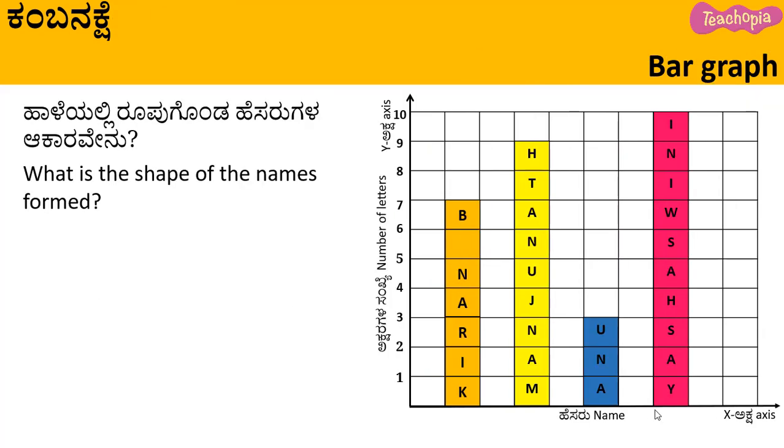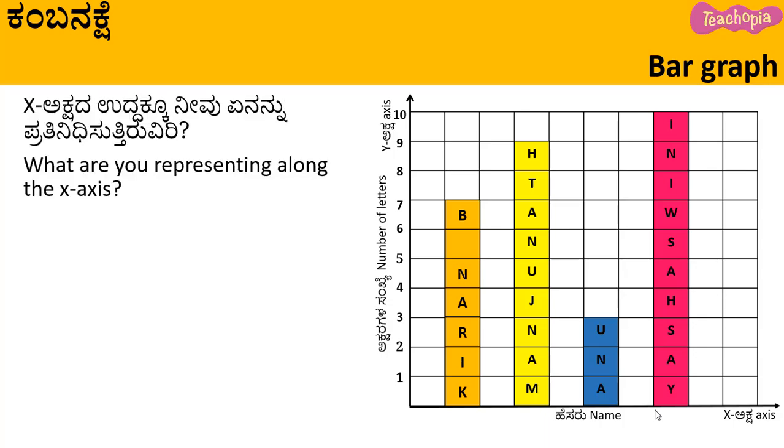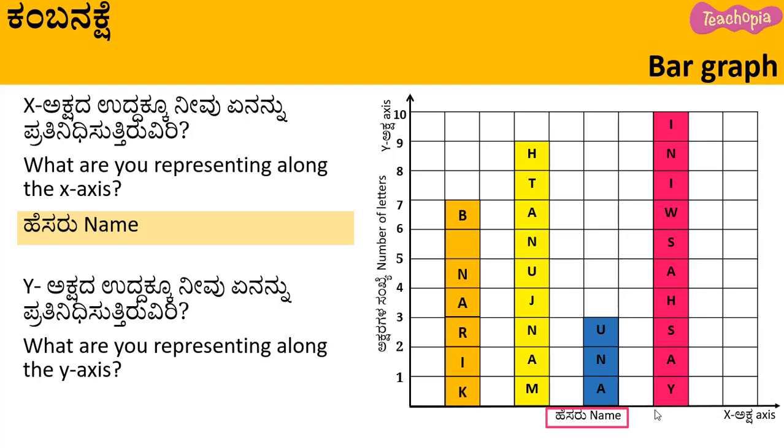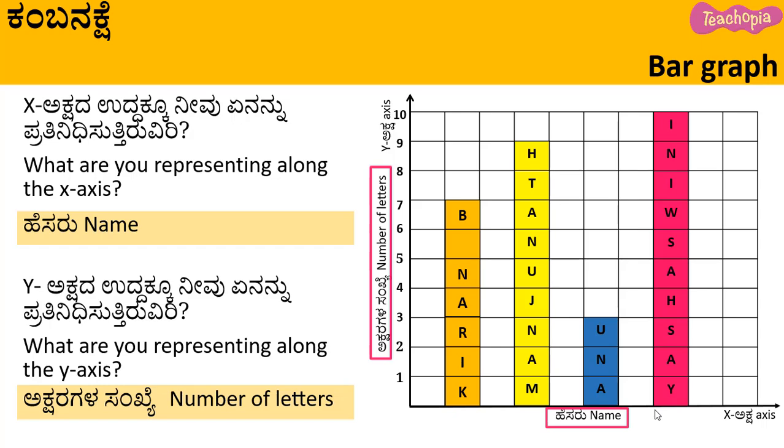The first question is, what is the shape of the names formed? If you notice the bars created by the names, we can easily say that the bars are in rectangle shape. Hence, the shape of the names formed is rectangle. The next question is, what are you representing along the x-axis? We are representing the names in the x-axis. Hence, the answer is name. Next question is, what are you representing along the y-axis? We have represented the number of letters in the names in the y-axis. Hence, the answer is number of letters.